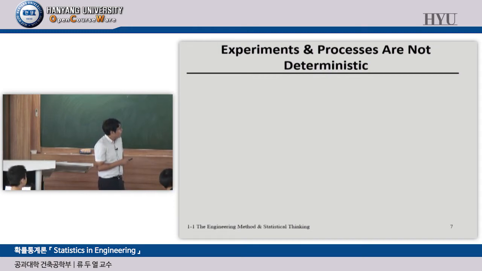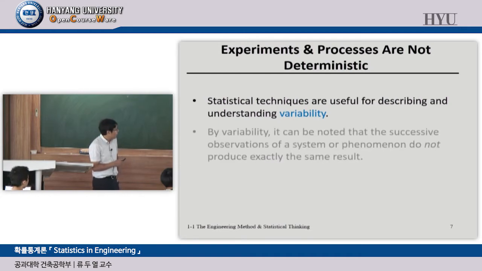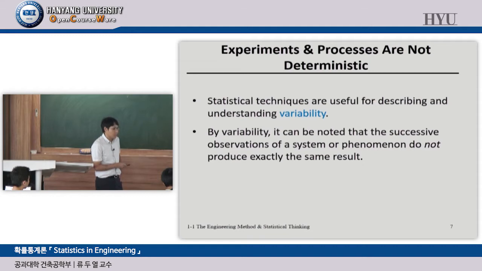Normally the experiments and processes are not deterministic, which means that we are not 100% sure that the conclusion from the experiment or the product from the processes will be obtained as we expected. So statistical techniques are useful for describing and understanding variability. By variability, we mean that successive observations of a system or phenomenon do not produce exactly the same result.